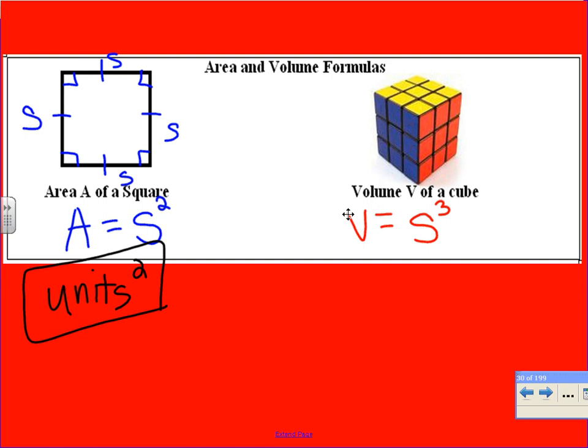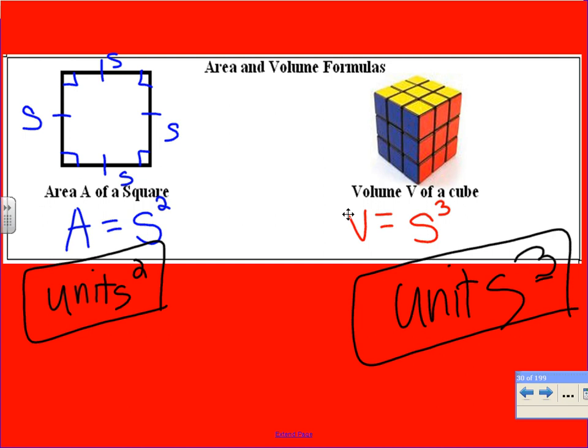Volume is another word for capacity. How much can fit in something? Okay. The volume of my coffee cup or a water bottle. Same thing. Volume. The units are always what? Justin? Good. Units are always cubed. So I'm going to put units cubed. So inches cubed, meters cubed, centimeters cubed, etc. Okay. Questions on area or volume?